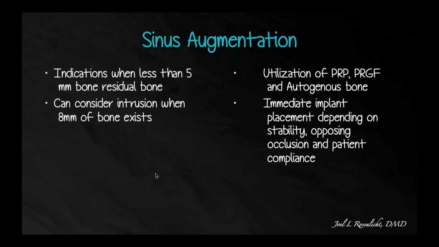So using a PRP or PRGF or some of these other materials to make our graft a little bit more firm and stable is appropriate. Also, bringing some cells to that site in an area that's relatively avascular, I think, is important. Sometimes we'll do immediate implants in conjunction with our sinus grafting, as long as we can stabilize that implant.